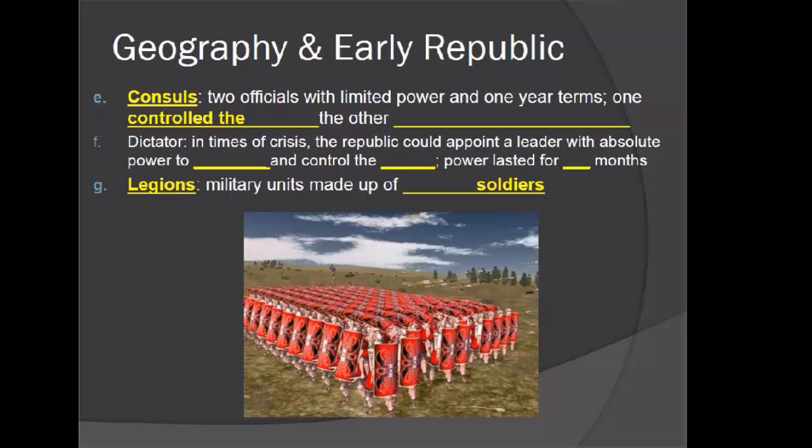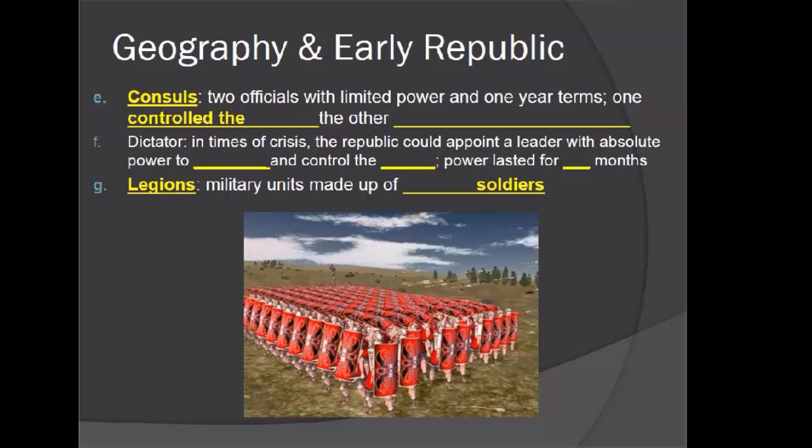The consuls, as it says, were only elected for 1 year. After that 1 year, they could not be re-elected again until 10 years had passed. So even though they had a lot of power, they did not have a lot of time to use that power. So it was important for them to use it to the best of their ability for as long as they could during that year.